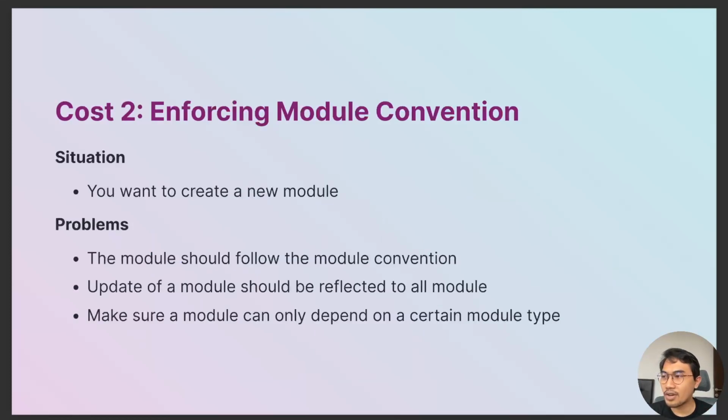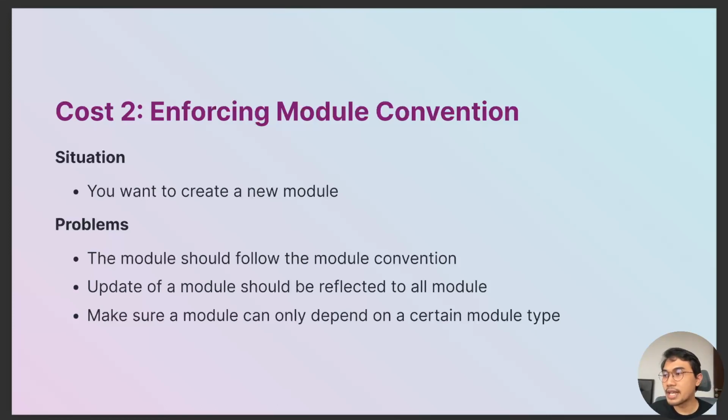For the second cost, which is enforcing module convention, now that we have decided our app architecture and module convention, we should enforce it in our project. When we create a new module, we need to ensure that the module follows the module convention. For example, if we create a new feature module, we need to make sure that it uses the same plugins and libraries as another feature module.